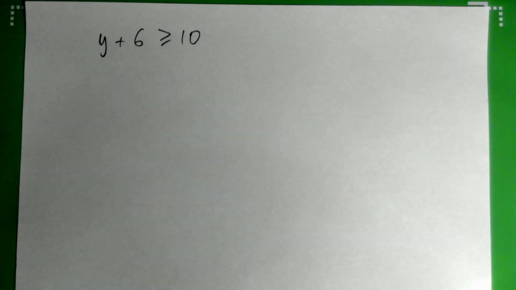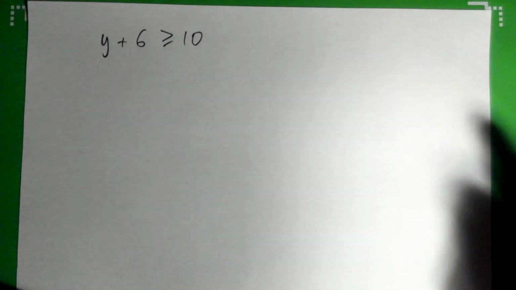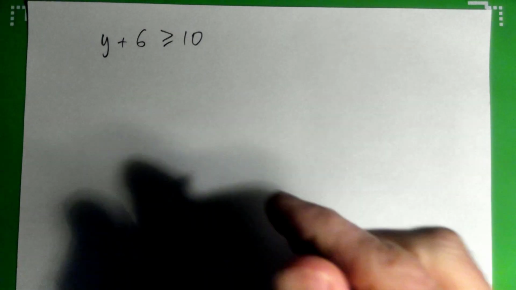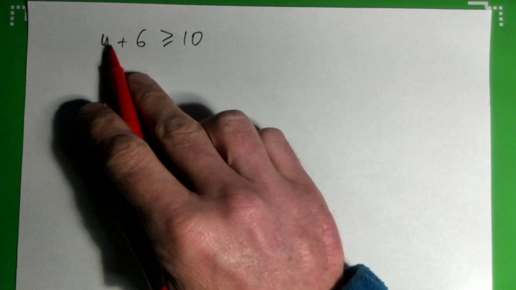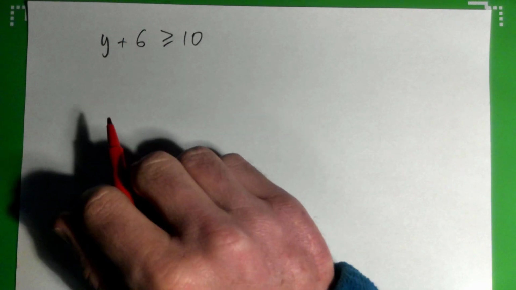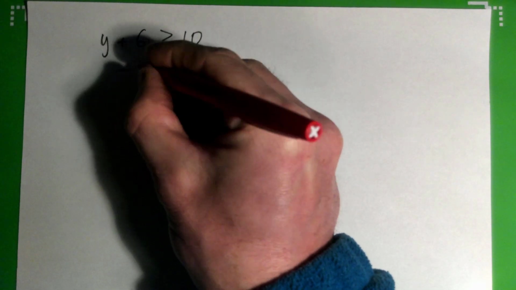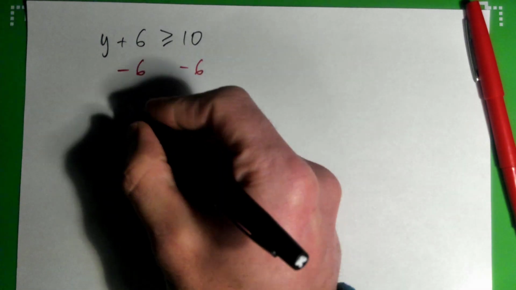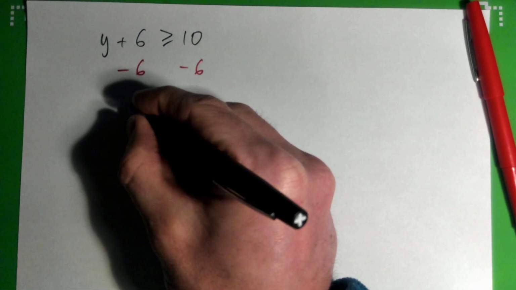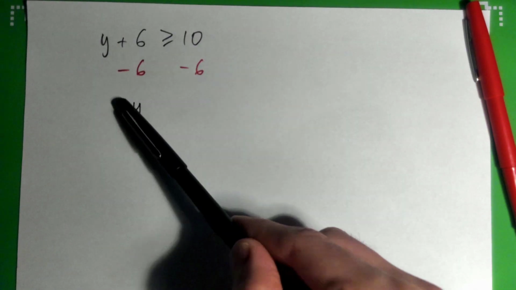So we got y plus 6 greater than or equal to 10, right? The first thing we're going to do is just treat this as an equation. To get y on its own, how would we get rid of the plus 6? Let's just subtract 6 from both sides. That's all you've got to do. So what would you have on the left now? You have y, because 6 minus 6 is 0, so you just have y.